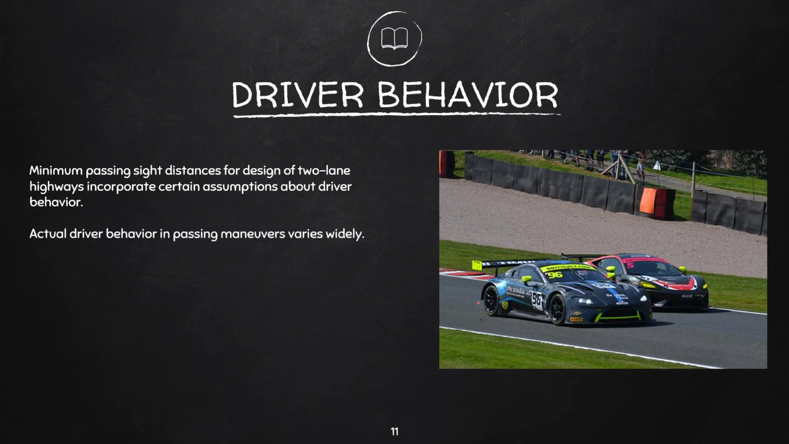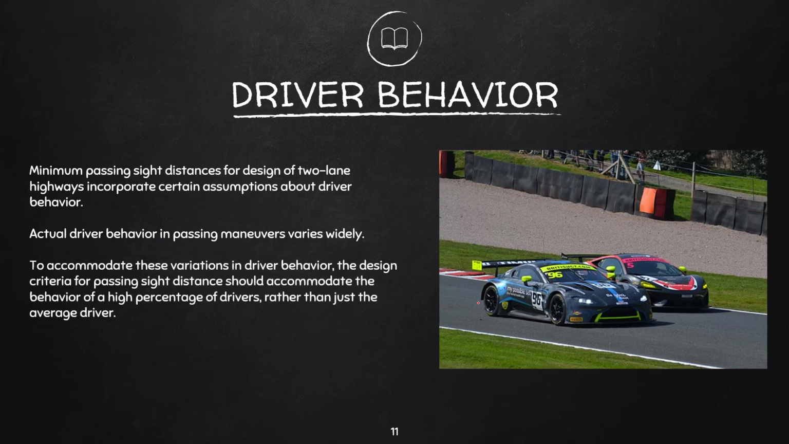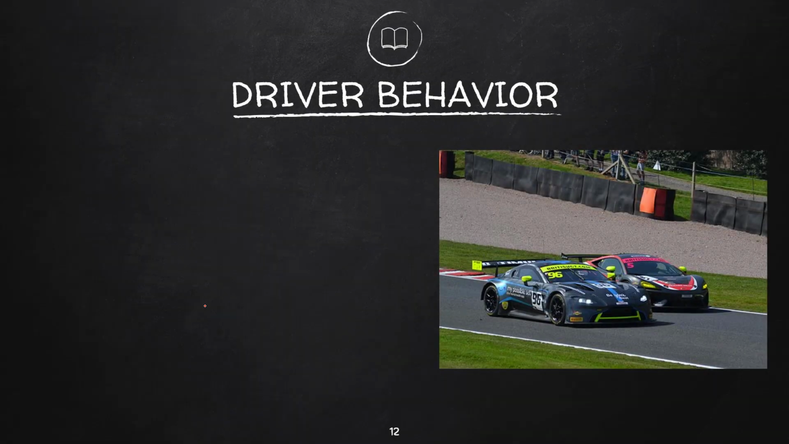Actual driver behavior in passing maneuvers varies widely. To accommodate these variations in driver behavior, the design criteria for passing sight distance should accommodate the behavior of a high percentage of drivers rather than just the average driver. Okay? We are considering the high percentile. That is why we are taking the 85th to 90th percentile every time we consider design values.